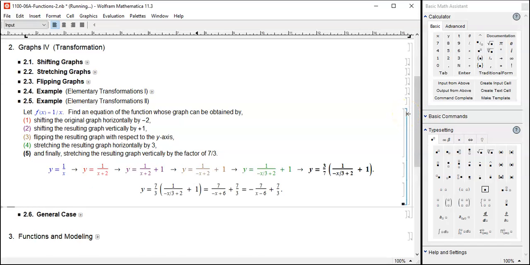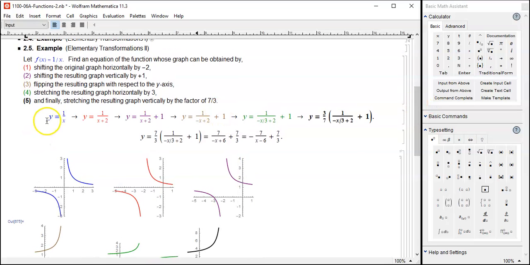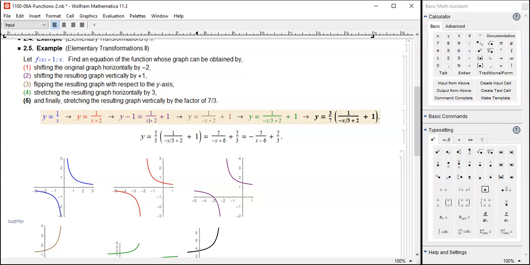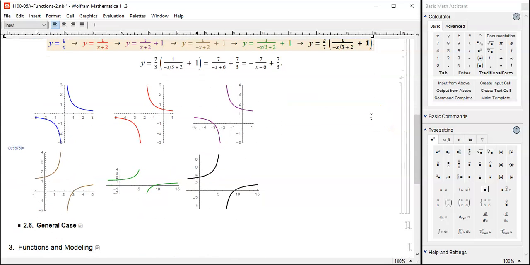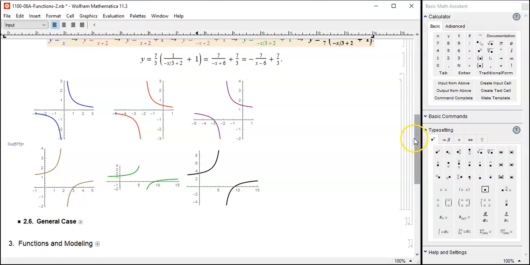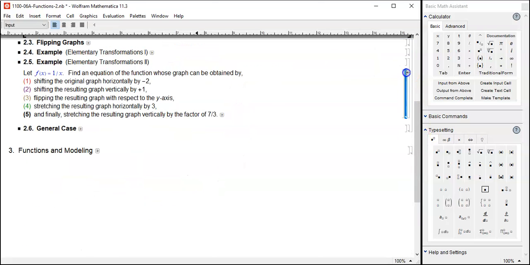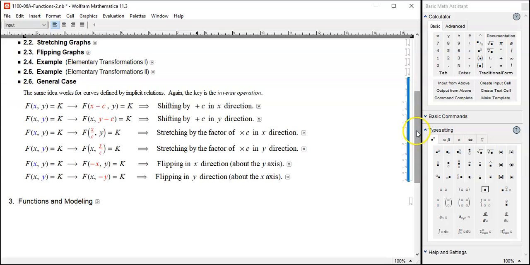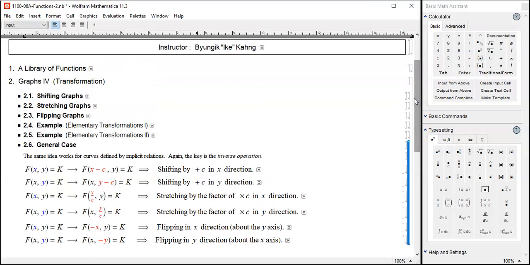Well, here we go. From the original, shifting, and then this used to be y minus 1, like this, because shifting up by 1 unit, but I can flip this one to the other side, generating that. And then flipping, and then stretching. In the end, that's the answer. And these are the graphs. Is there anything further? No, not really. These are just summary versions.